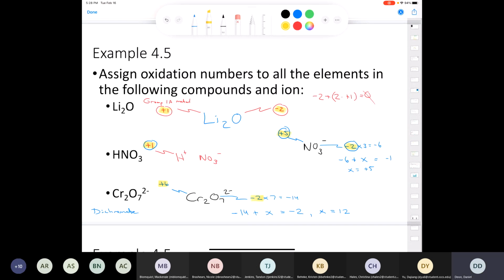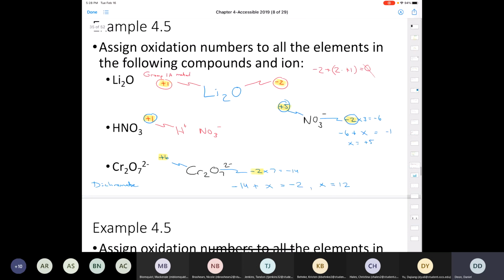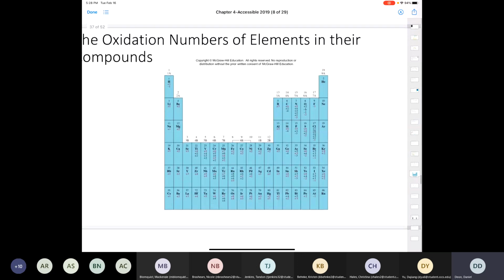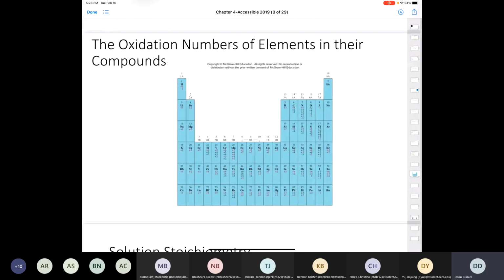All right, okay, great. Not a simple concept, but definitely something that we need to know in this class: being able to assign oxidation numbers. These are the oxidation numbers of elements in their compounds. And you notice that some of them are really simple. Almost everything in group 1A is +1.